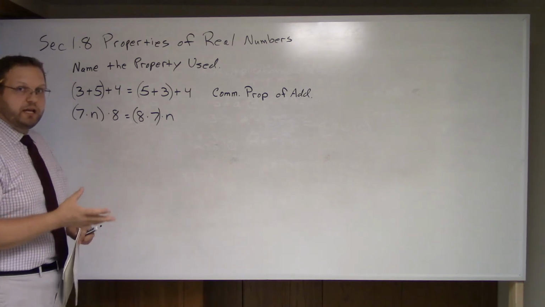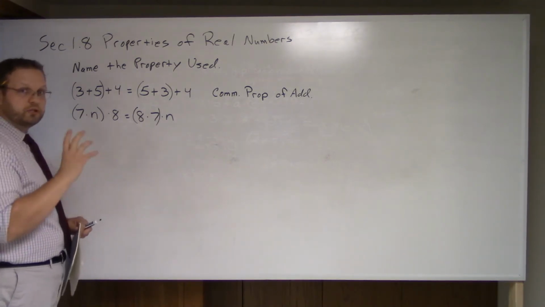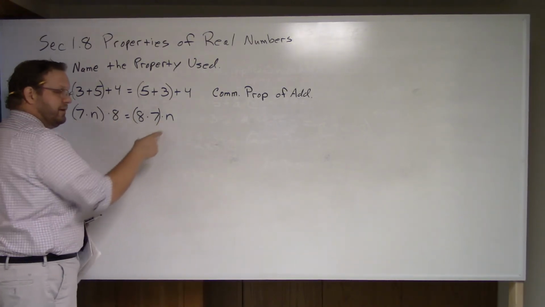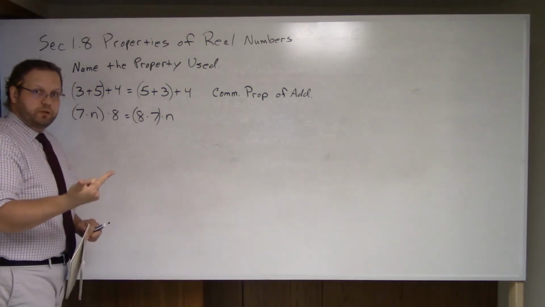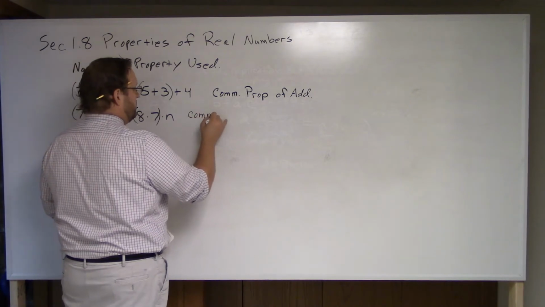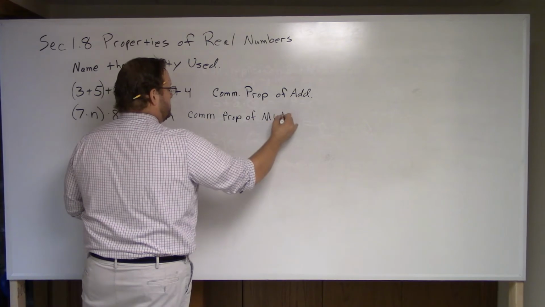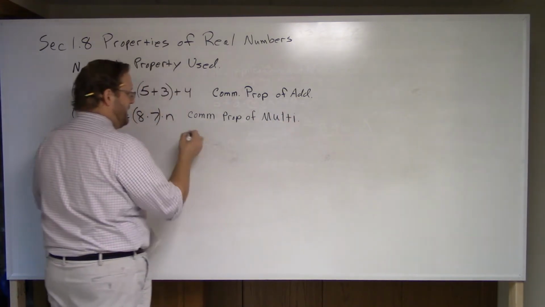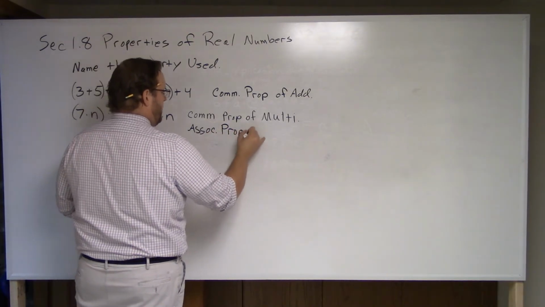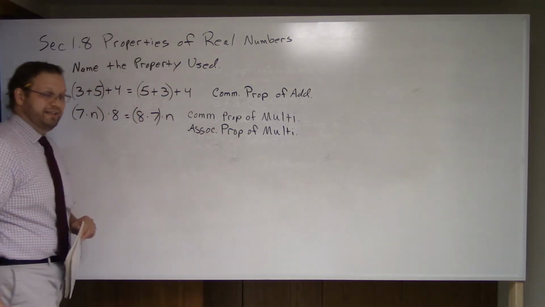So grouping has changed. Okay, so associative property is being used. However, the order is also being manipulated. 7n times 8, 8 times 7n. Order changed and grouping changed. So both the commutative property of multiplication and the associative property of multiplication are being illustrated in that example.